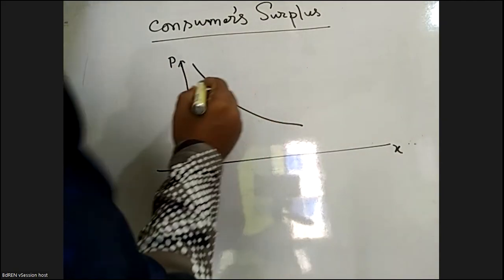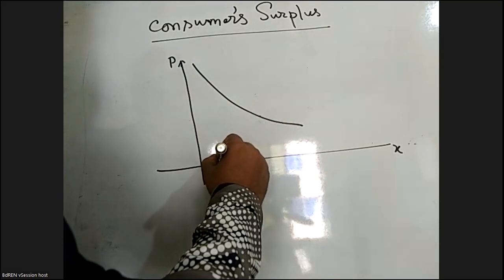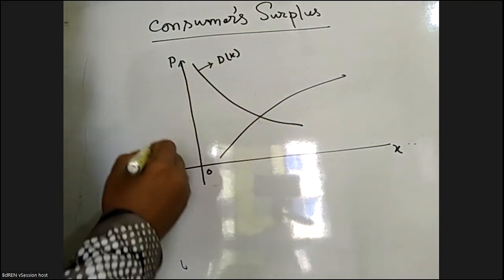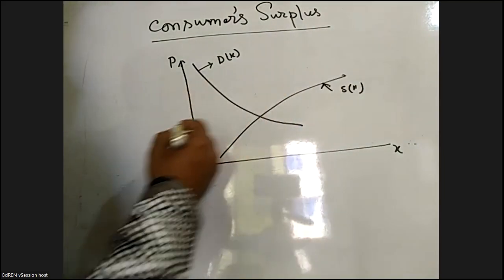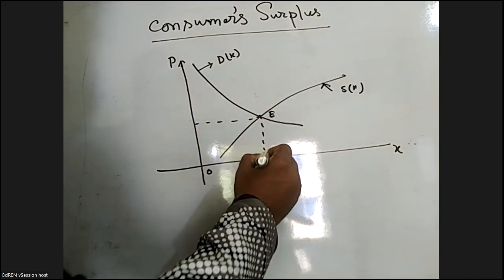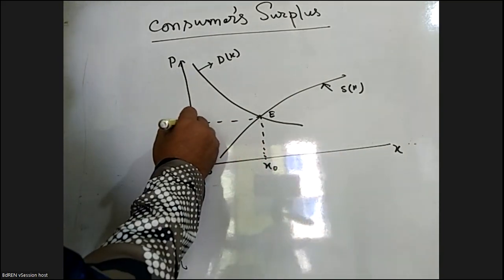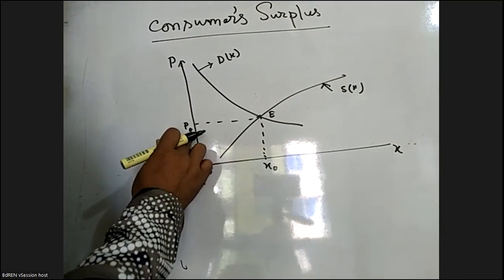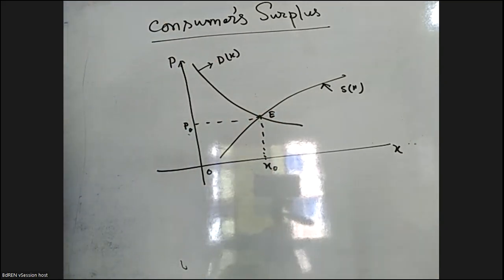Suppose this is the equilibrium point, and because this is the supply function, this demand function is denoted by Dx and the supply function is denoted by Sx. This is the equilibrium point, and if we join it, this is x naught, the quantity or number of units, and this is p naught, that means the price at the equilibrium point. So this is the total revenue, x naught p naught.